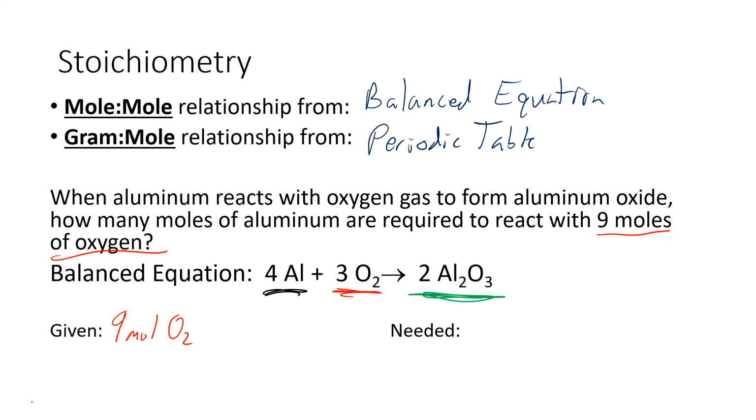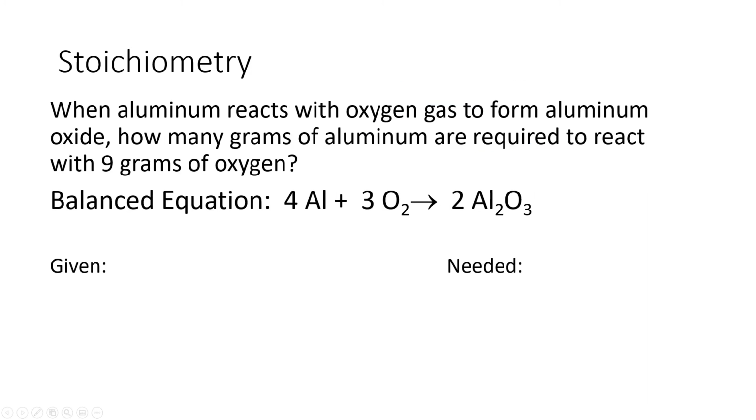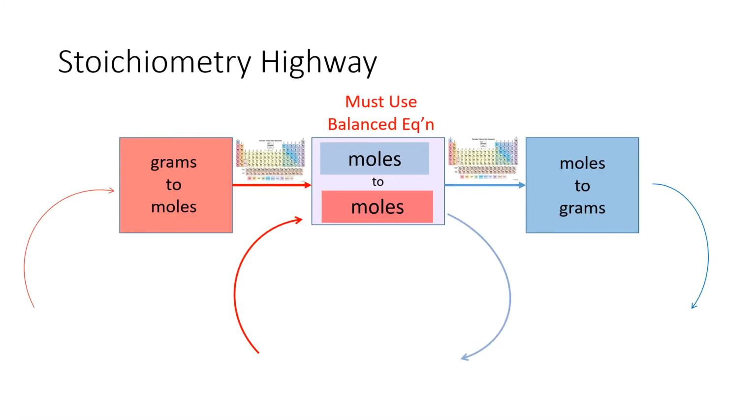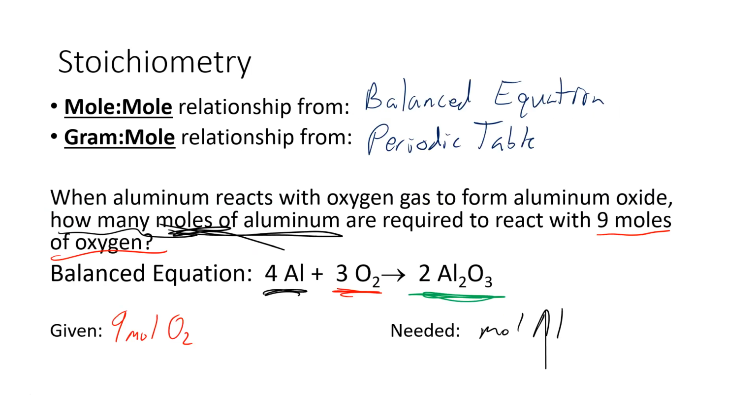And we need, where are we going? What's the how many? The how many is moles of aluminum, right? So how many moles of aluminum? So we need moles of aluminum. So as you could probably tell, in this situation, we're starting with moles of oxygen and we're going to moles of aluminum. This is going to be a 1-step process where we just need the balanced equation. If we had grams involved, we would need the periodic table, and it would be more than 1 step. But since it's moles, we only need 1 step.